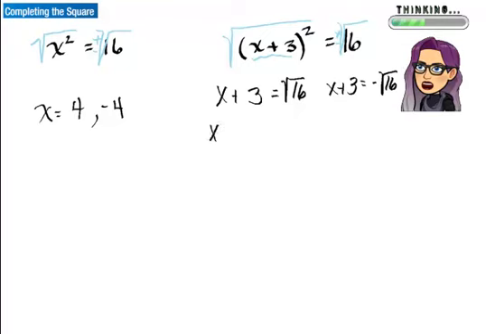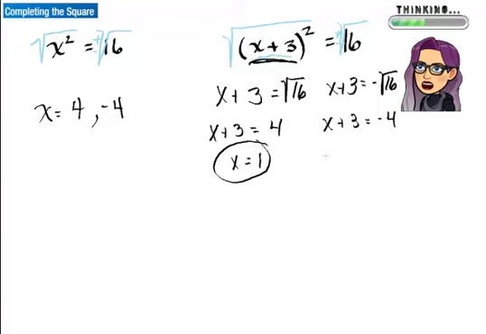So I have x plus 3 is either equal to 4 or x plus 3 equals negative 4, because that's what this inside of here can equal. Solving this equation, subtract 3 from both sides. x is either equal to 1 or x is equal to negative 7. And you can check that and see that it would work.